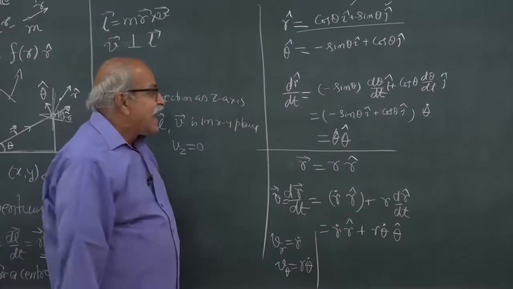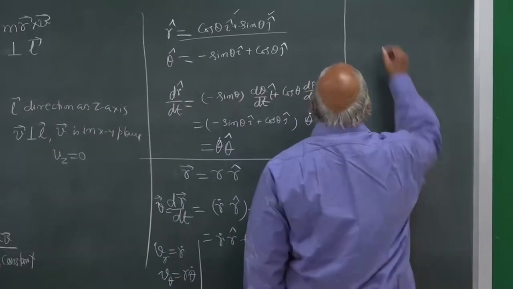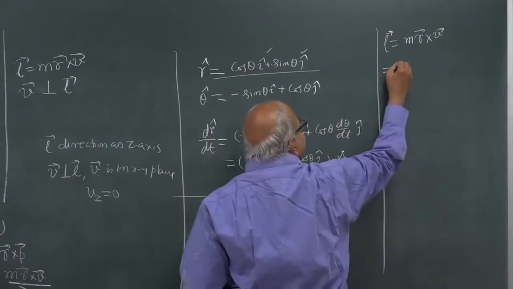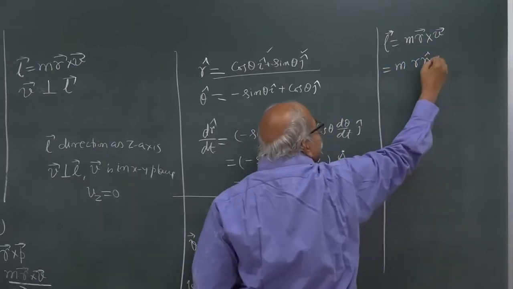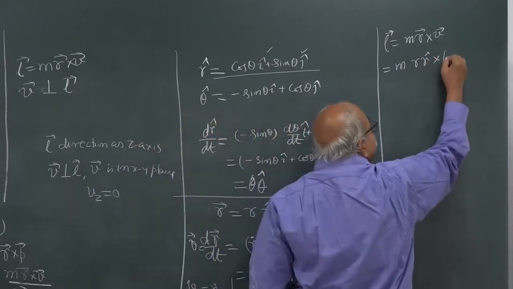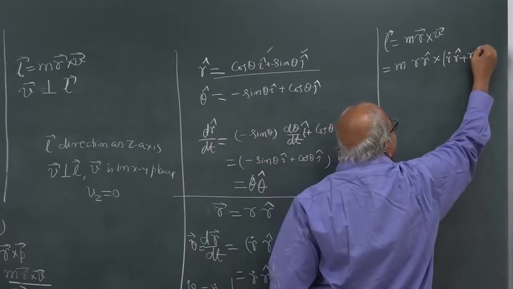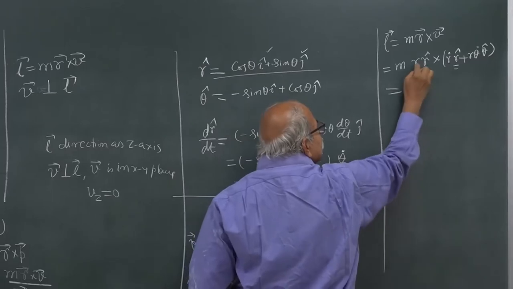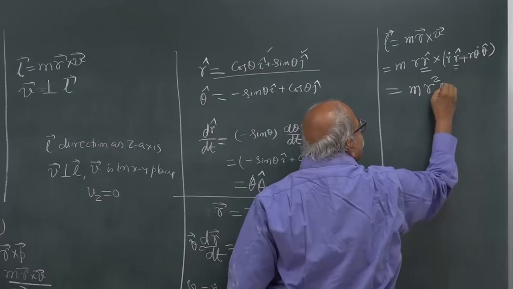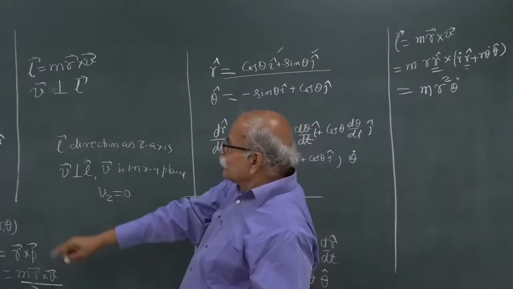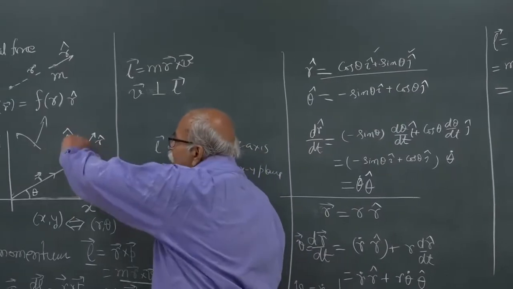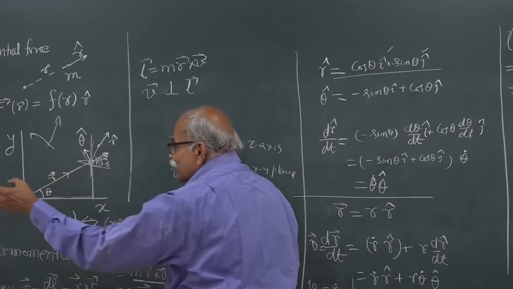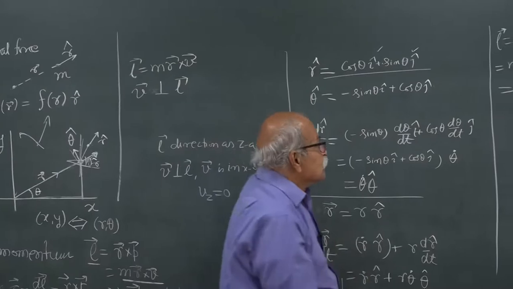You can write it like this. And you can write an expression for this L, which is m times r vector cross v vector. And the r vector is r r cap and then cross. The v vector is here, r dot r cap plus r theta dot theta cap. r cap cross r cap is 0. So it is m into this r and then theta dot r cap cross theta cap. Come back here. Here is r cap. And here is theta cap. So what is r cap cross theta cap? This is a unit vector in this perpendicular direction and that is the z direction. So this is the k vector, unit vector k cap.